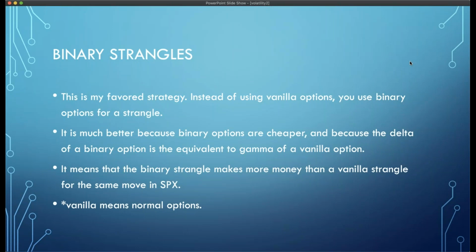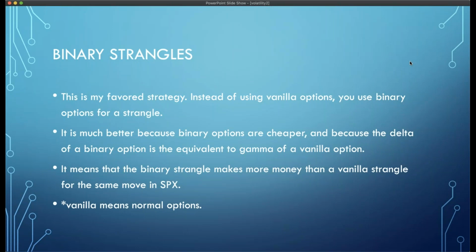So I want to do the strangle with these binary options. Instead of being vanilla, I want to do it with binary. There are two reasons. One, they are substantially cheaper. Binary options are incredibly cheap compared with SPX options. SPX options are outrageously expensive, but binary options for SPX are substantially cheaper. And also, because the delta of a binary option is the equivalent to the gamma of a vanilla option.